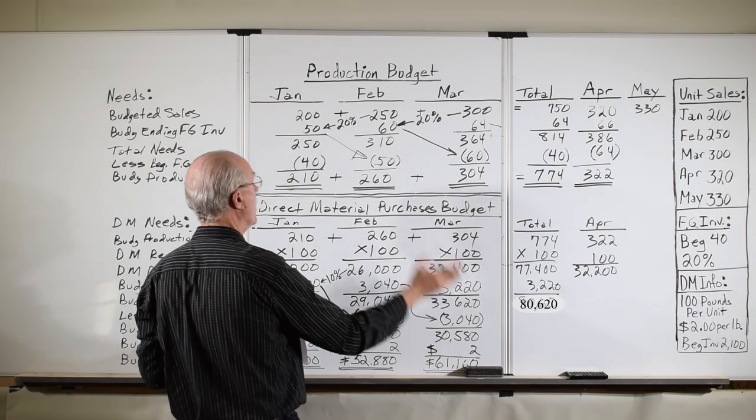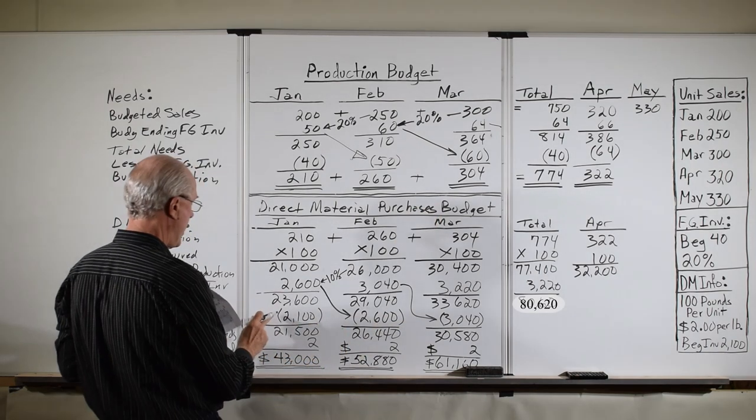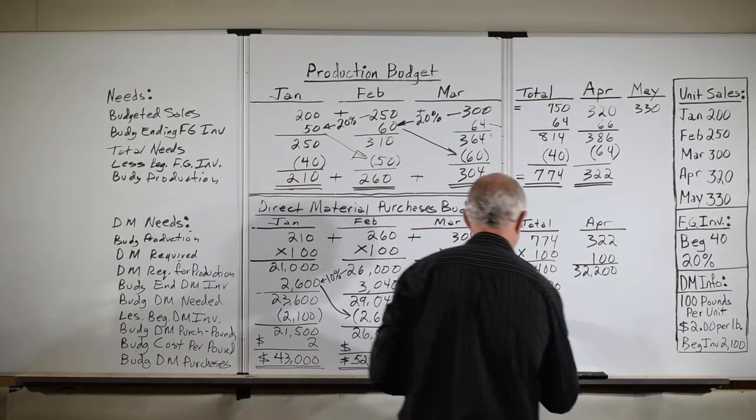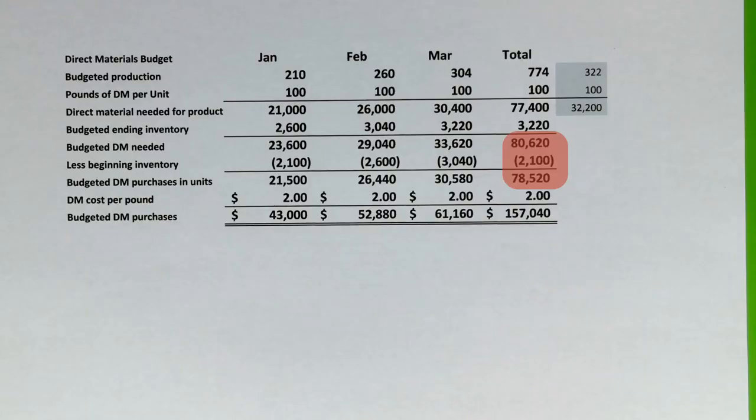Now here's the whole period again, January, February, March. The beginning of the period had a beginning inventory of 2,100 pounds. So we're going to subtract that, 2,100 pounds. Subtracting the 2,100 pounds from 80,620, we arrive at budgeted direct material purchases in pounds of 78,520. We multiply this by the $2 per pound. We arrive at budgeted purchases in dollars for the entire quarter of $157,040.